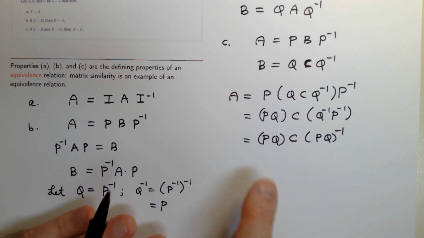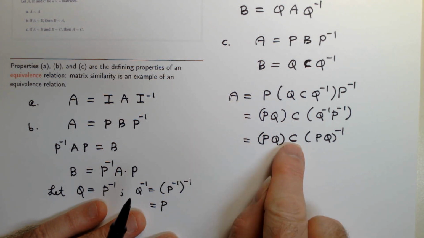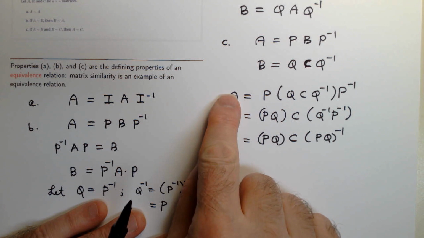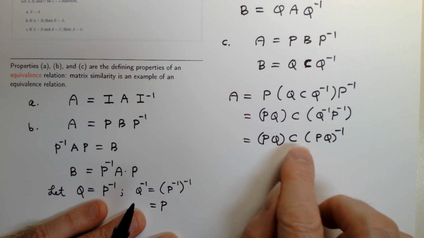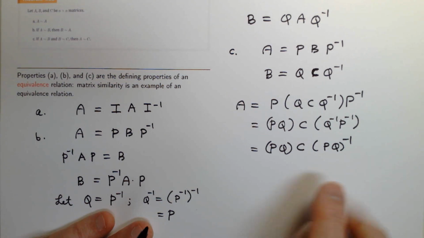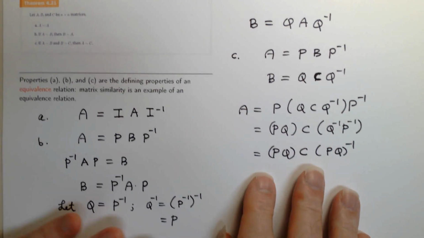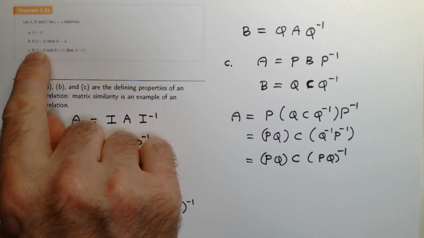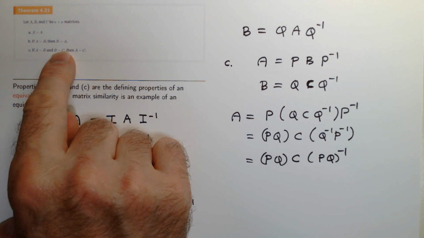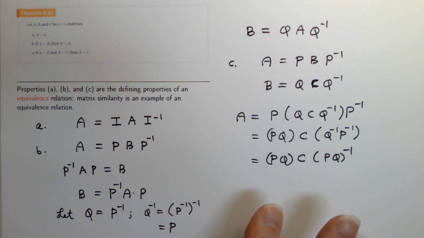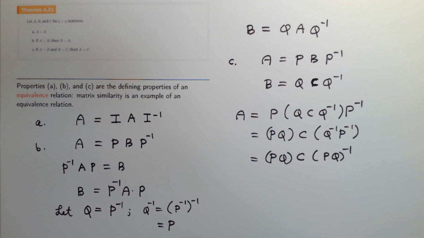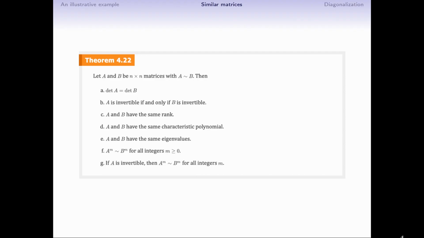And now we're done. This is showing us that A is similar to C, because I can write A as a product of a matrix times C times the inverse of that matrix. A is similar to C. So this proves part C. A is similar to B, and B is similar to C implies A is similar to C. And so that brings us to a close here for our proof of theorem 4.21. Let's head back to the class notes and continue.